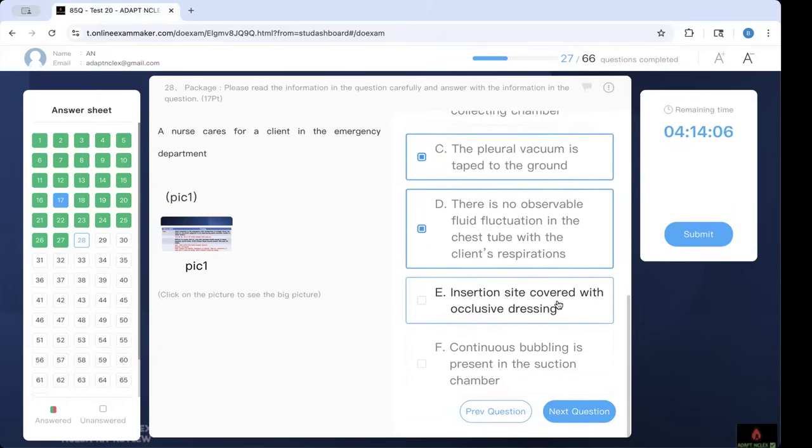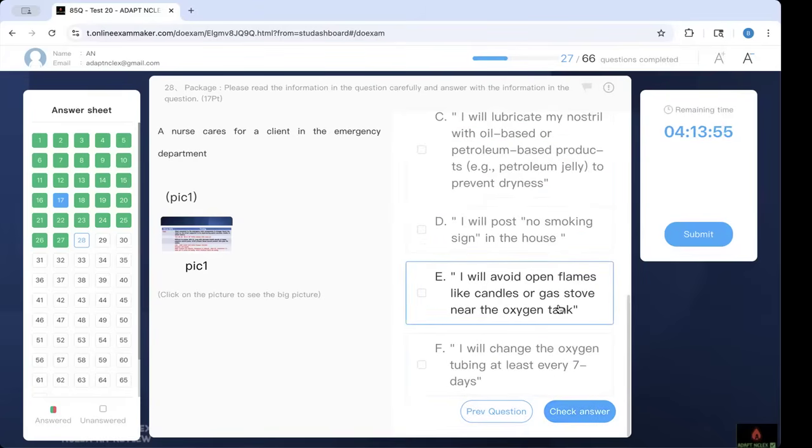Insertion site is covered with occlusive dressing. That's good. Continuous bubbling is present in the suction chamber. In the suction chamber, you should expect continuous bubbling. Expected finding. So that one, we are not worried about it.